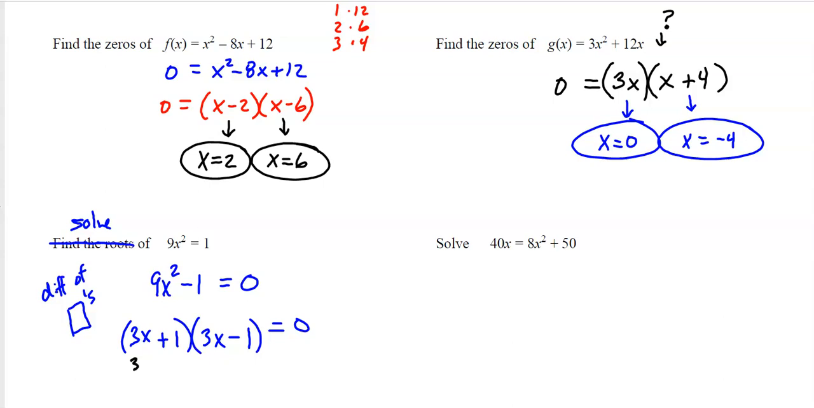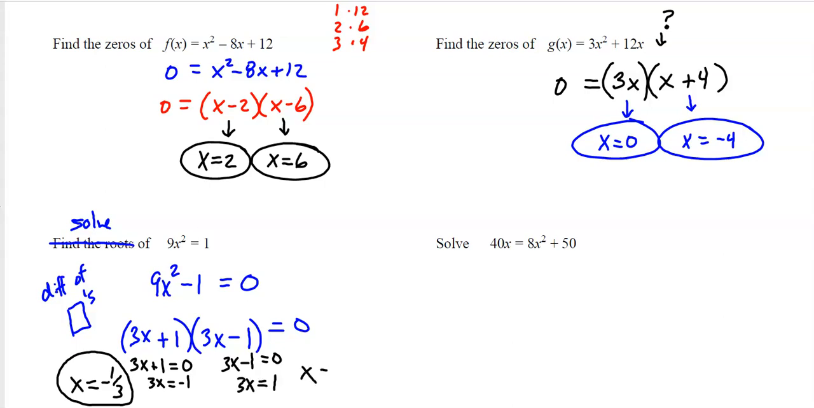So I may have to actually set this one up and say, well, when is 3x plus 1 going to equal 0? And I minus 1 to both sides. And then I divide both sides by 3. And I'm going to get x equals negative 1/3 as one of my solutions. Now this other side, when is 3x minus 1 going to equal 0? Well, it's when 3x equals 1, divide both sides, so I get positive 1/3. So my roots there, or solving the problem, negative 1/3 and positive 1/3 will get me there.